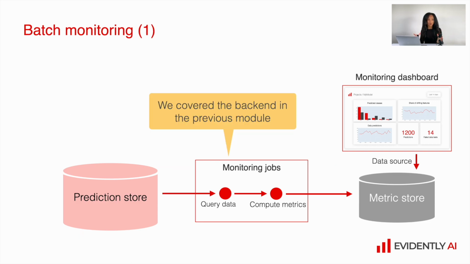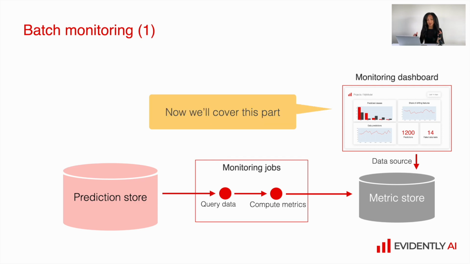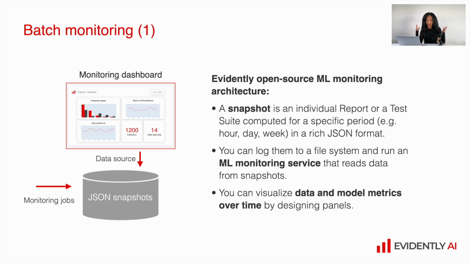In this module, we will discuss batch monitoring. We already covered the backend in the previous module, so you know how to implement and schedule monitoring jobs. In this module, we are going to cover the dashboarding part. We are going to see how we can build a monitoring dashboard. We're also going to have an example with Evidently, which you can use for batch monitoring as well. And we are going to explore the main concepts of building a monitoring system with the help of Evidently.